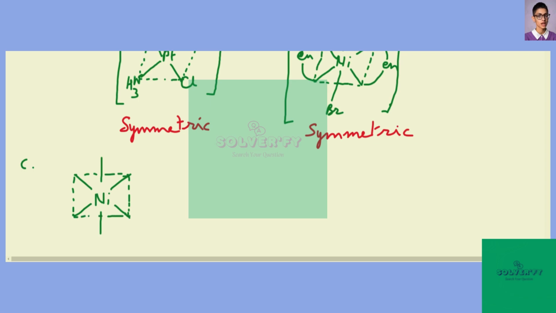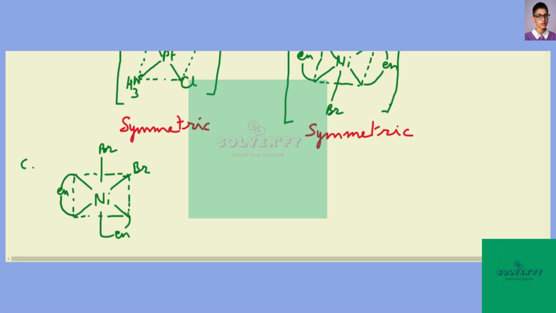This we have to imagine, and Br and Br should be adjacent to each other. So we can see it is this position, and then two En molecules. In between these two, En is present, and in between these two, En is present.